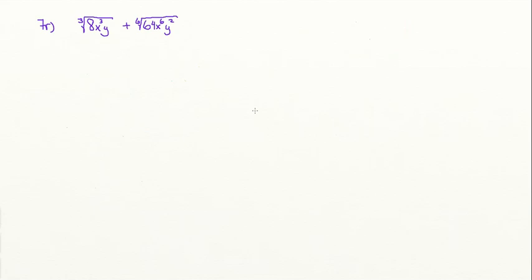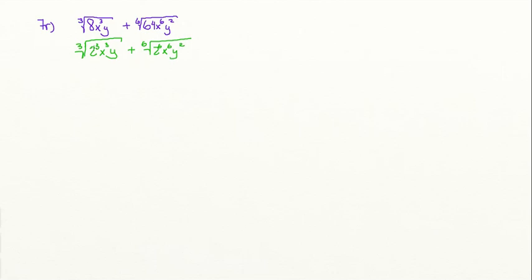7r, cubed root of 8x squared y plus the 6th root of 64x to the 6th y squared. Ooh, we have a cubed root and a 6th root. That's interesting. We might not be able to fully simplify it because those are two different roots, but let's see what we can do. Okay, so let's rewrite this, to write it as exponents this time. 64 is the same as 2 to the 6th.